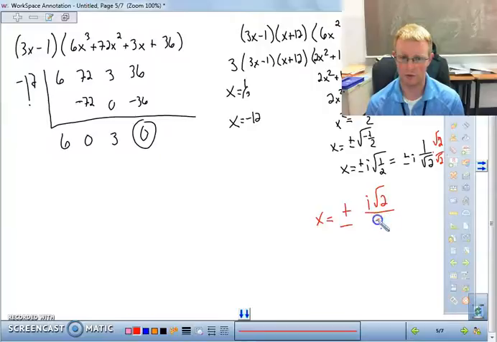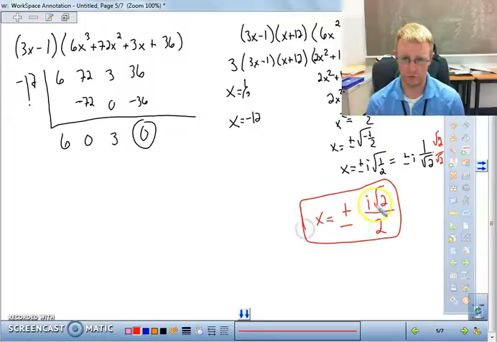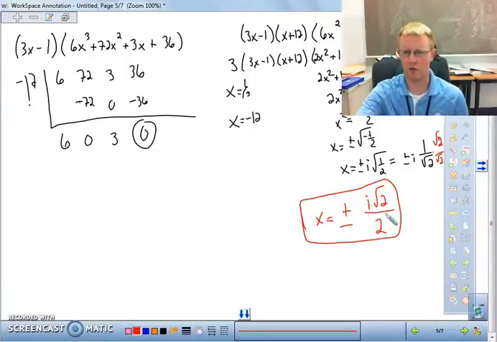Wow, that was great. And that was from rationalizing the denominator. And again, if you have questions about this, we can talk about this more a little bit in class.